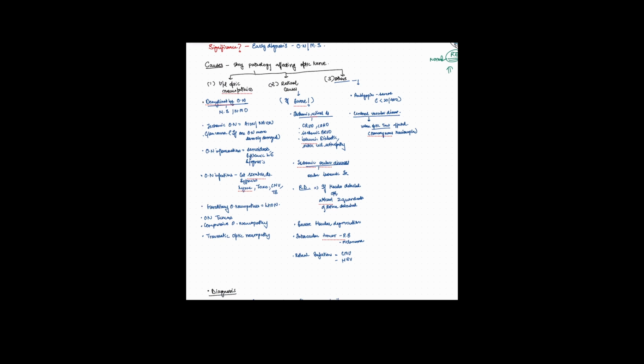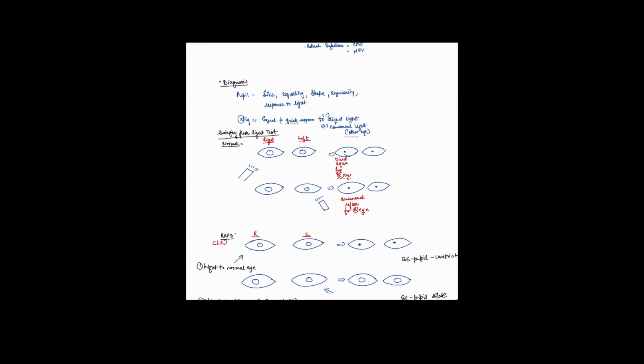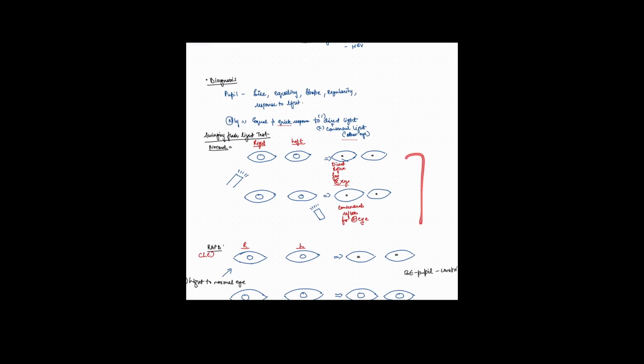Okay. Now the diagnosis. I've already talked about this to explain to you the definition of RAPD. So basically, what we see in the pupil is the size of the pupil, the equality of the pupil, the shape of the pupil and regularity, and also the response to light. Normally, there should be equal and quick response to the direct light and the consensual light.